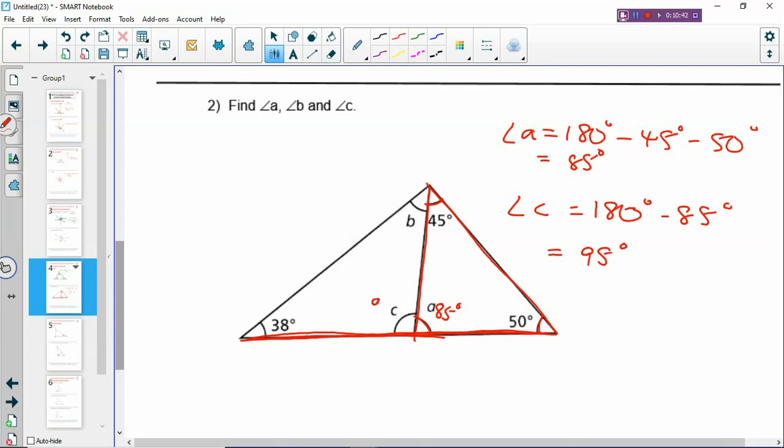And you can see that the angle is obtuse, right? It is bigger than the right angle, so your number must be more than 90 degrees. So your angle C is 95 degrees. Alright, now how to find angle B?